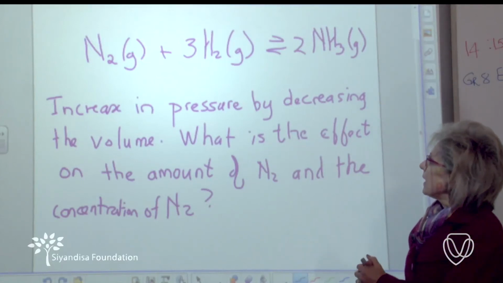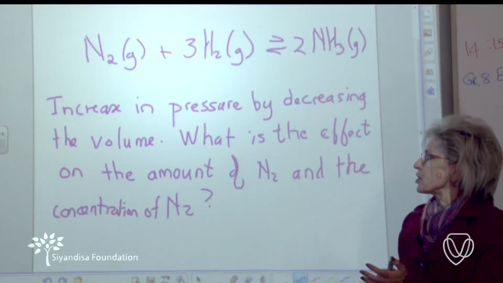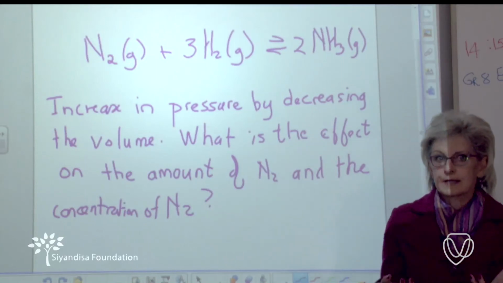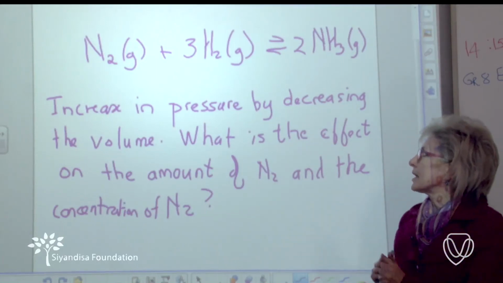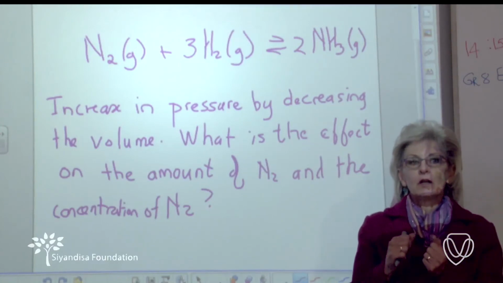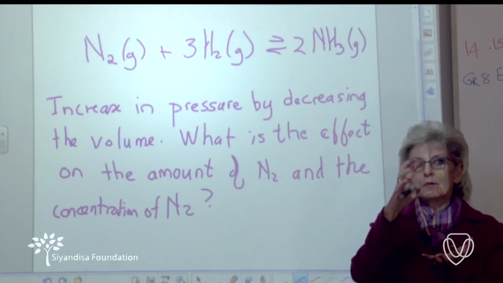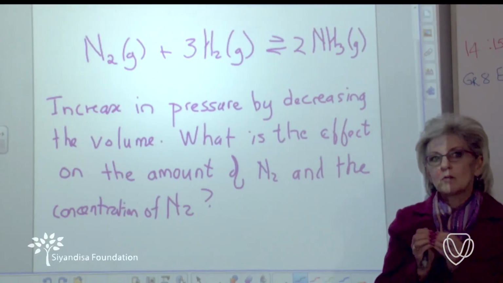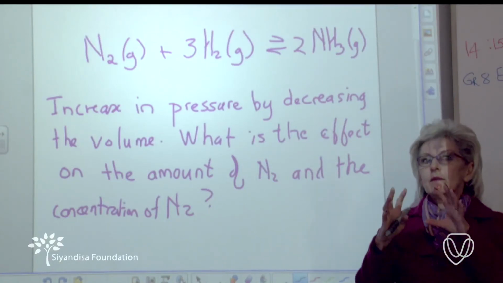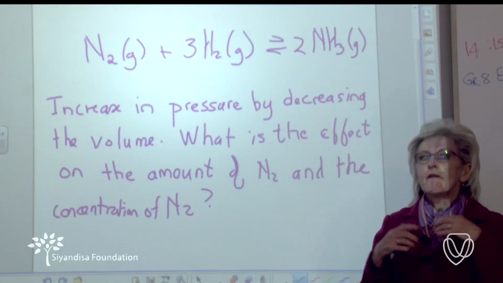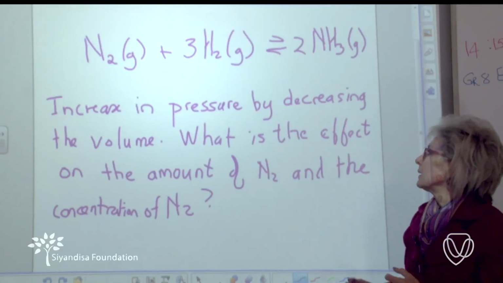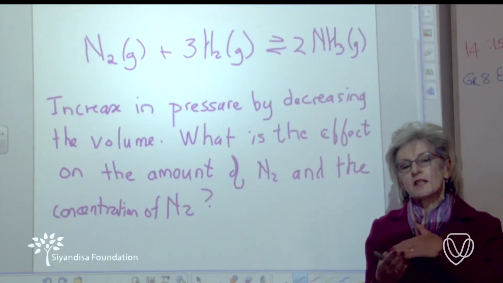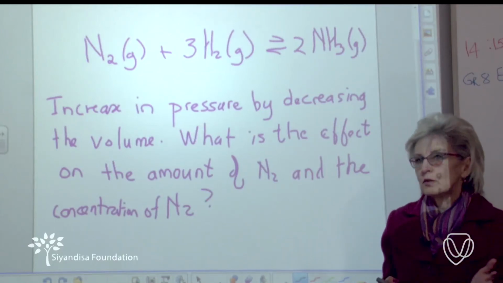So if we increase the pressure, now to discuss the full Le Chatelier's principle, an increase in pressure means that we are decreasing the volume. That means that the particles are closer together. So the system wants to respond by making the particles move further apart. And how does it do that? It favors the reaction that makes fewer particles.